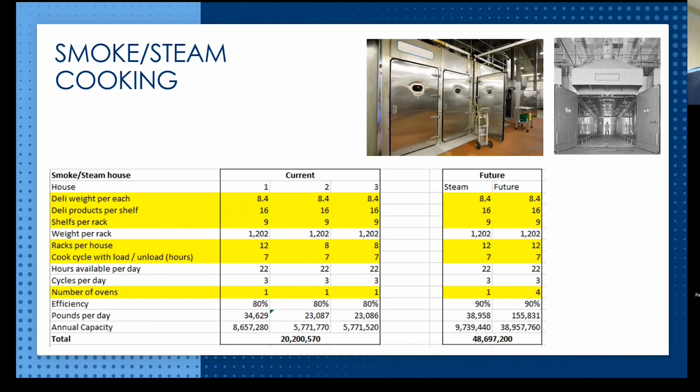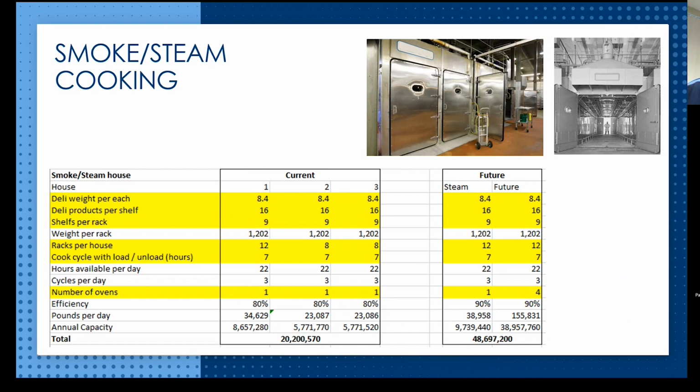This particular process, after the cook in bag, went on to racks, and then it went into smokehouses. So from this application, we're looking at how many houses do we have, how many pieces of product go on to a rack that gets rolled into the smokehouse. Then we look at the racks per house. We look at the cycle time. How long does it take to load the house? How long does it take to unload the house? What's the cycle time? So we're looking for the full cycle time.